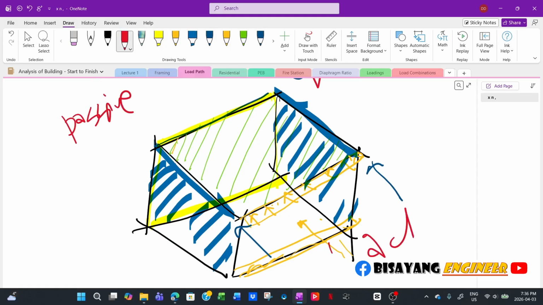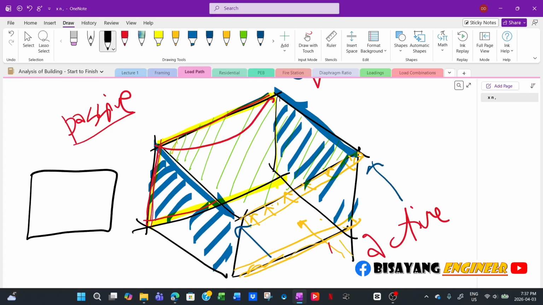This one is active soil pressure, and this one is passive soil pressure. And then it will support the slab or the wall like a uniform support, like a spring support. And then this load here will subject this wall to bend in this direction.